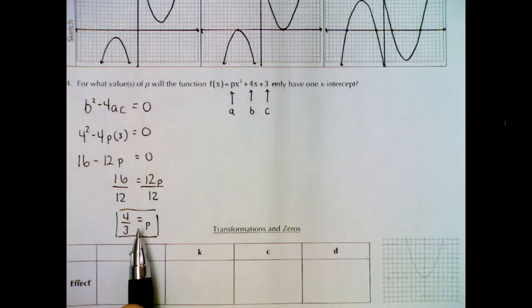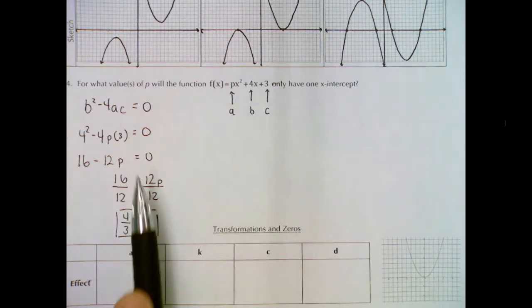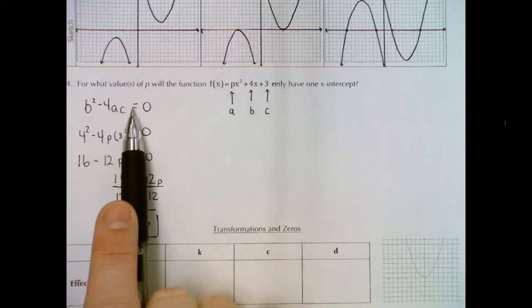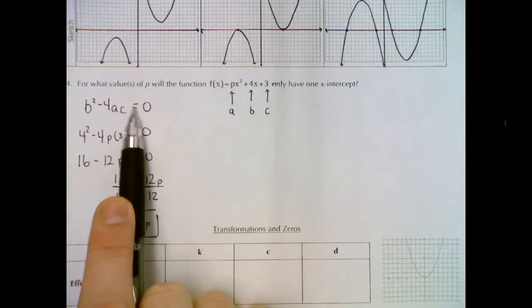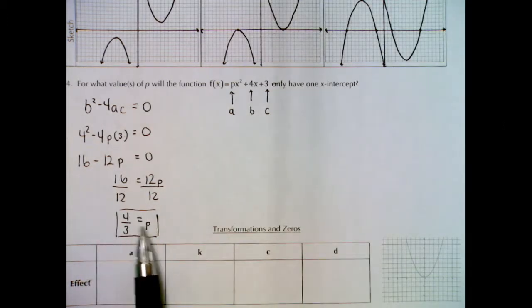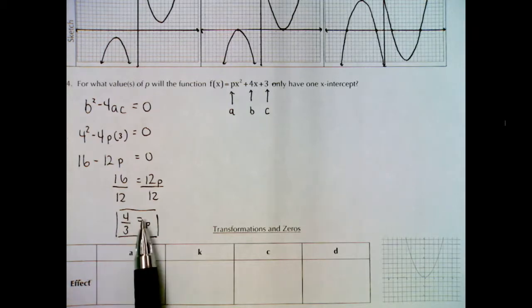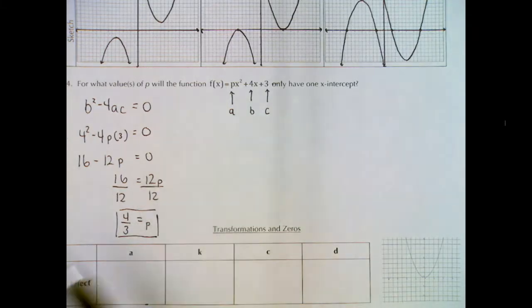And say we did no real roots. No real roots happens when you have discriminant less than 0. So if we wrote less than 0, the solving would actually look the exact same, and at the very end we'd end up with 4 over 3 is less than p. Or if we read it this way, p is greater than 4 over 3. So if p is greater than 4 over 3, we're not going to have any real roots.